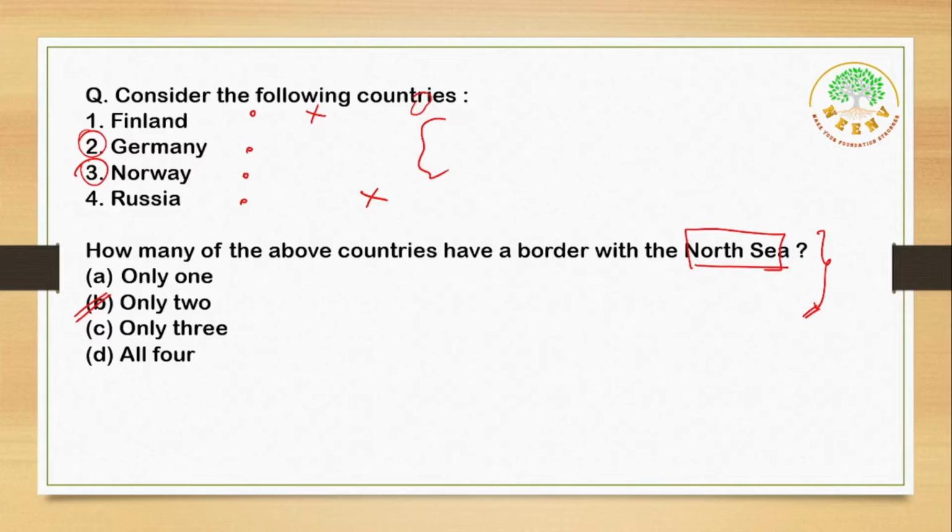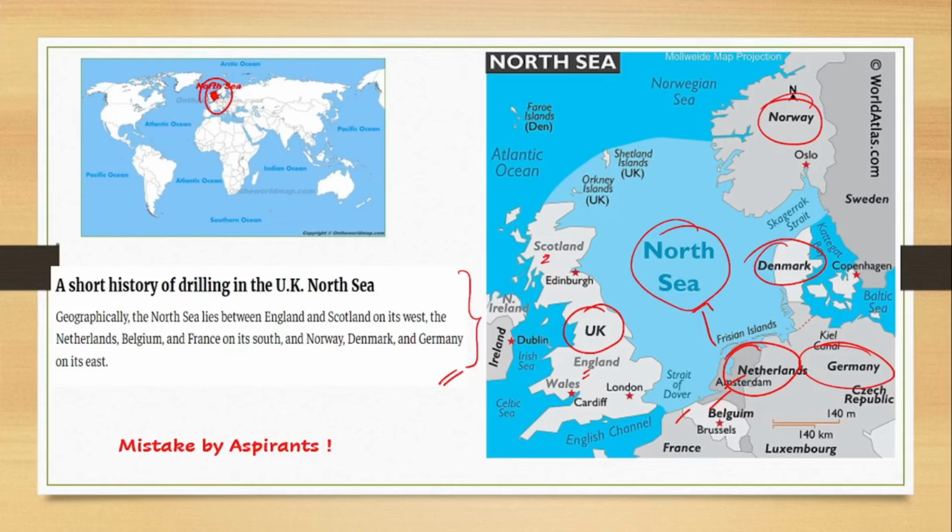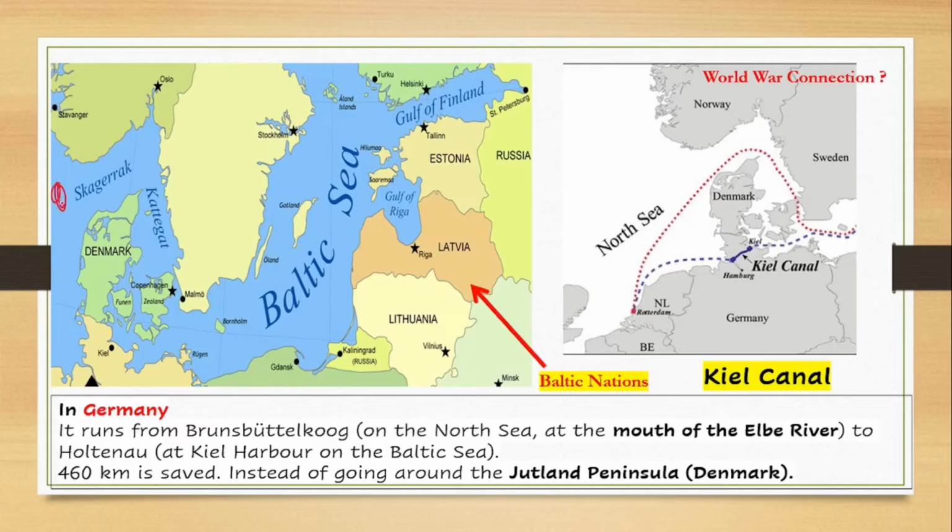But most of the aspirants would have marked probably between option 2 and option 3, thinking that Russia is also a bordering country. What led to this confusion? When I spoke to a few of the aspirants, I realized that they made the mistake of getting confused between the North Sea and the Baltic Sea. The North Sea is located here and the Baltic Sea is located next to it. Most of the aspirants thought of the bordering countries of the Baltic Sea, where there is the Kaliningrad region of Russia. So Russia is one of the bordering nations because they got confused between the North Sea and the Baltic Sea.